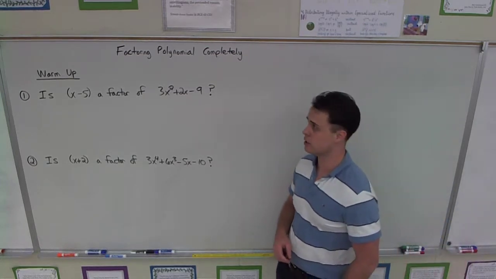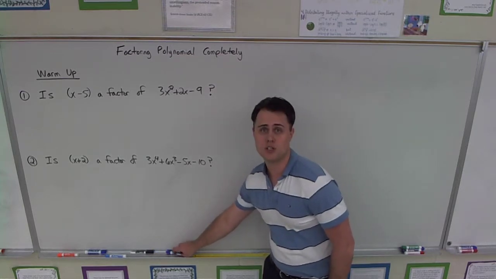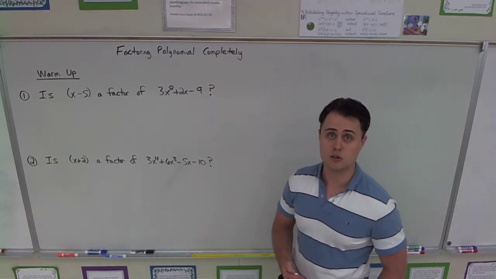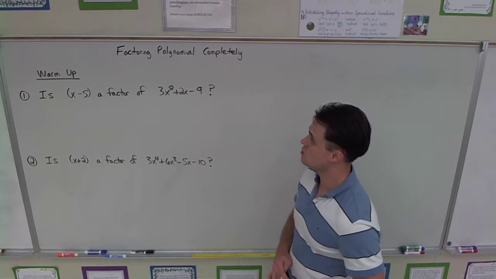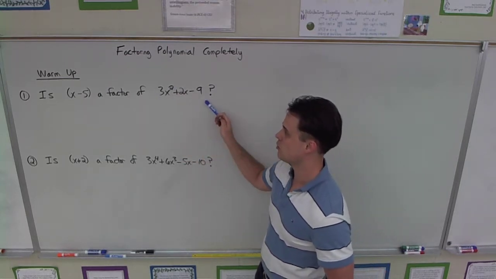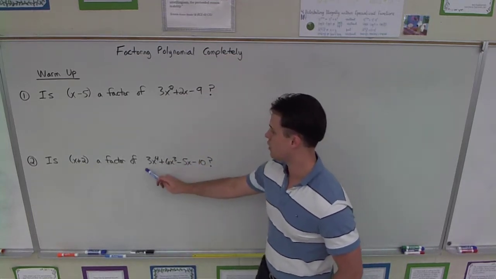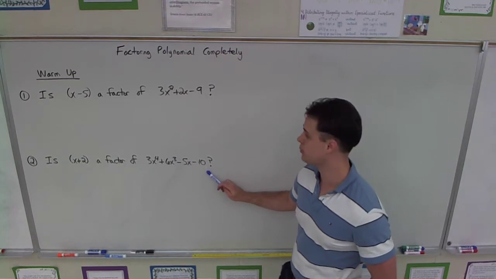My class today worked on these first two problems as a warm-up, so let's see if we can answer them. I'd pause the video now if you're continuing from a previous lesson or if you missed class. It says, is the line x minus 5 a factor of this parabola? The second question, pretty similar, is this line x plus 2 a factor of this quartic tetranomial?